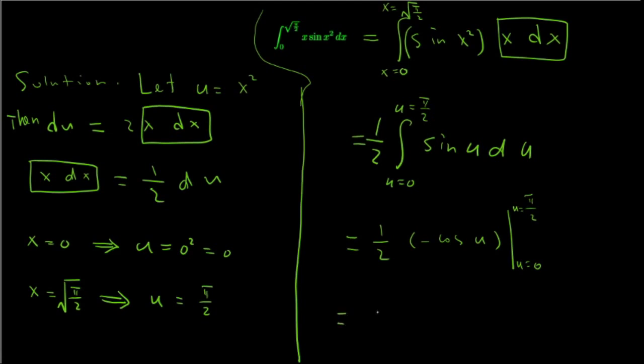I think you have 1/2 of plug in upper limit. I think you have negative cos of half pi, right? And then minus negative cos of 0. I think the final answer is 1/2. Is that right? Again, cos of 0 is equal to 1. Cos of half pi is 0.